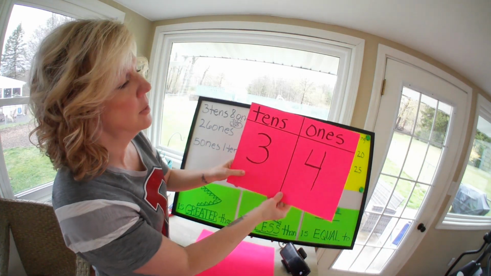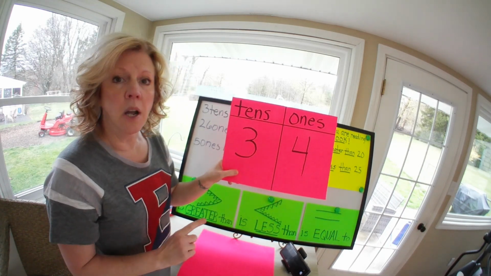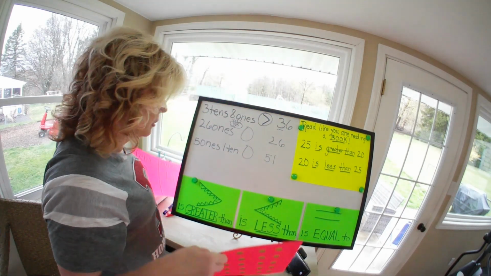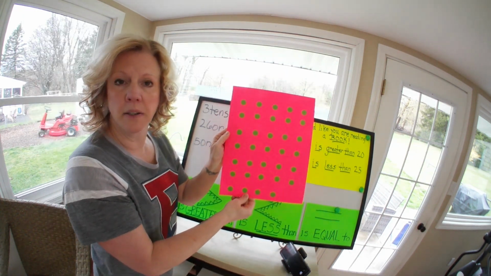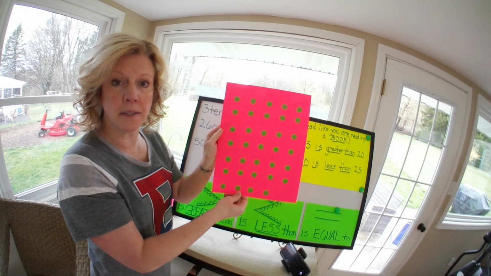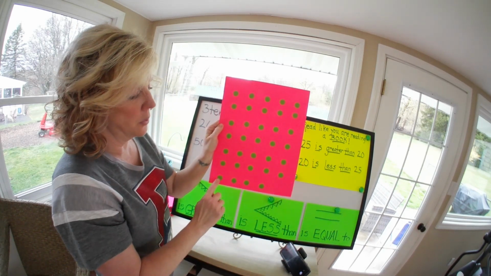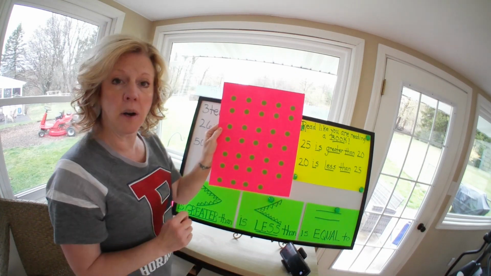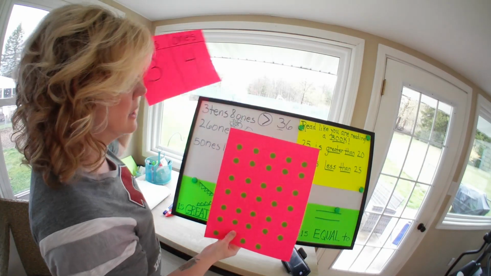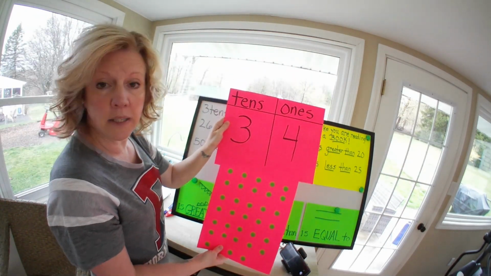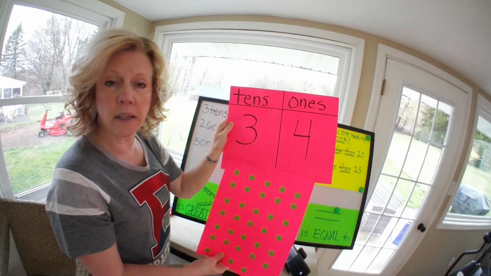So I said to you, here's the number 34. 3 tens and 4 ones. But what I also said to you, 34 can look just like this. It could be 34 ones. So I have 10, 20, 30, 31, 32, 33, 34. I have 34 ones. Isn't 34 ones the same as 3 tens and 4 ones? All they did was trade in some ones to make some 10 sticks.